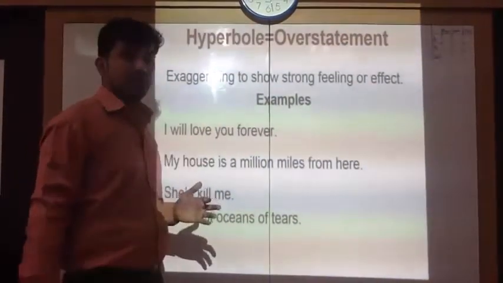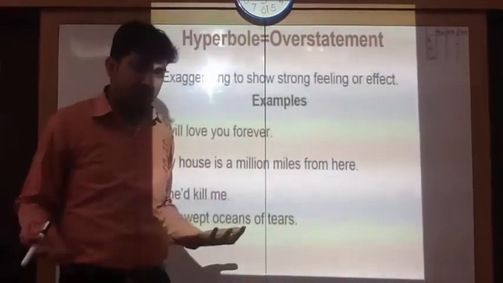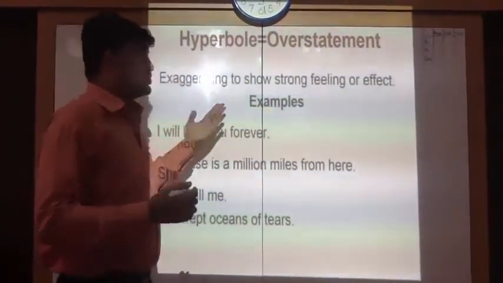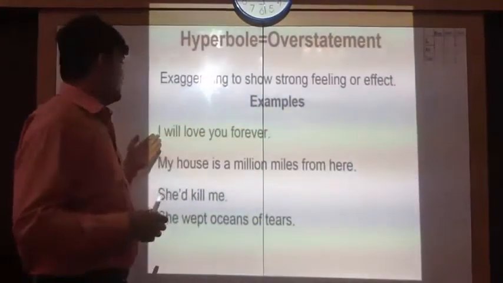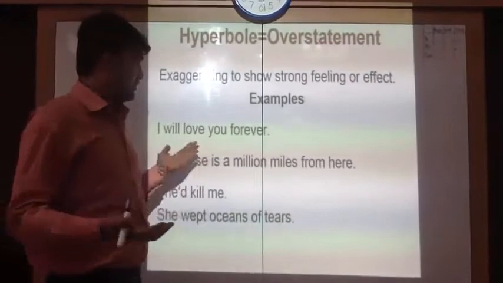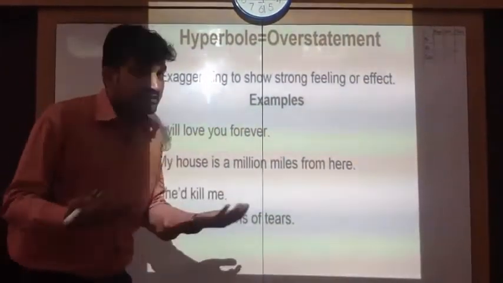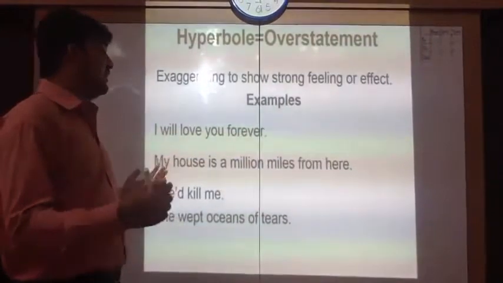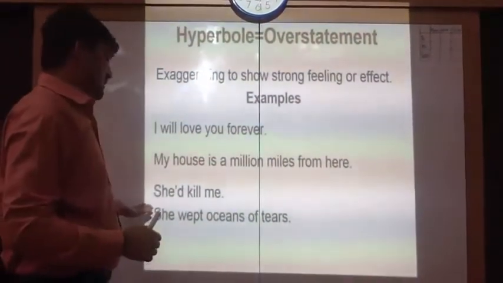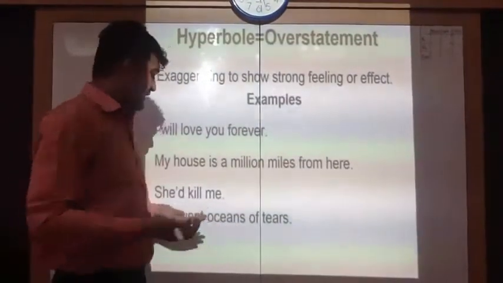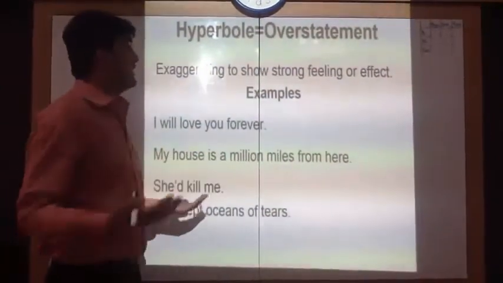Let's come to hyperbole. When I say hyperbole, it's an overstatement, something which is very exaggerated. Exaggerating to show strong feeling or effect. You can use it in speech. For example, I will love you forever. Now, this is something which is beyond comprehension. How can a person love forever? Over-exaggeration, overstatement. My house is 1,000,000 miles from here. See the distance? Impossible. Overstatement. She wept oceans of tears. When I say she wept oceans of tears, that means she cried badly. Hence, it is overstatement and hyperbole.